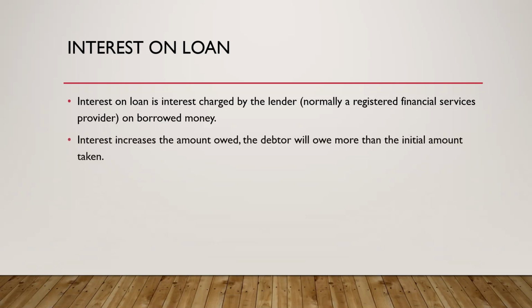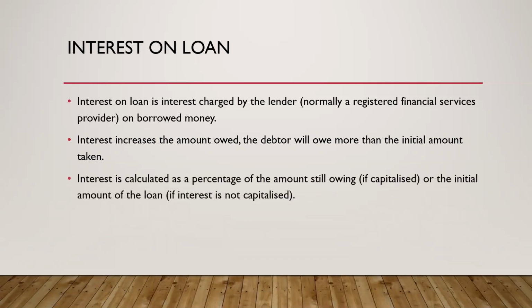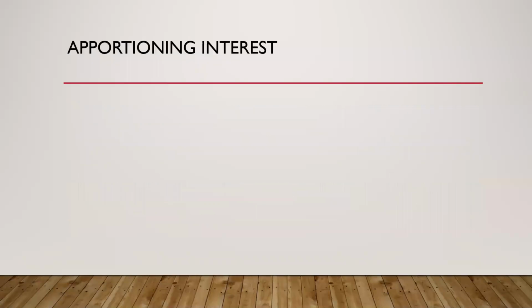Now, interest increases the amount owed. The debtor will owe more than the initial amount taken. Interest is calculated as a percentage of the amount still owing if capitalized, or the initial amount of the loan if interest is not capitalized. Interest on a loan is a financing cost. It is the cost of financing, because when you get a loan, you normally take that loan in order to finance the business. It's either you are going to buy an asset or anything. As long as you are going to finance the business, you will take a loan.